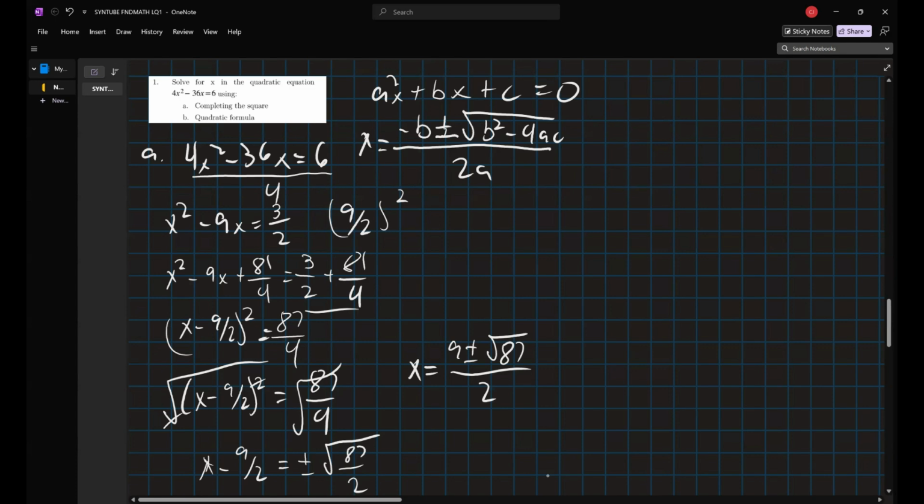Next, we use the quadratic formula. For that, we have to identify our a, b, and c. Here we start from 4x squared minus 36x equals 6. If we move that to the left side, we'll have minus 6 equals 0. So our a here is 4, our b is negative 36, and our c is negative 6.